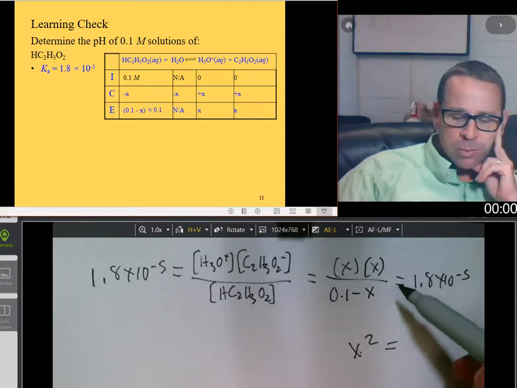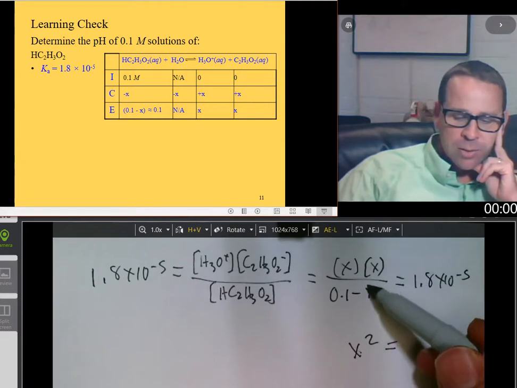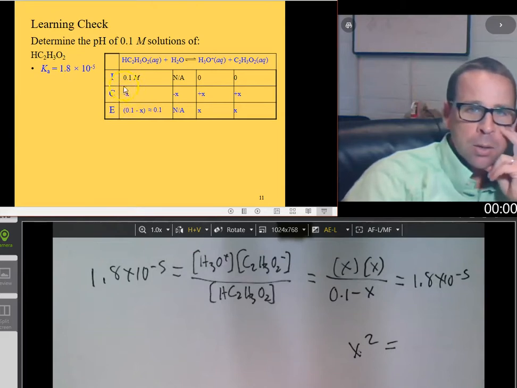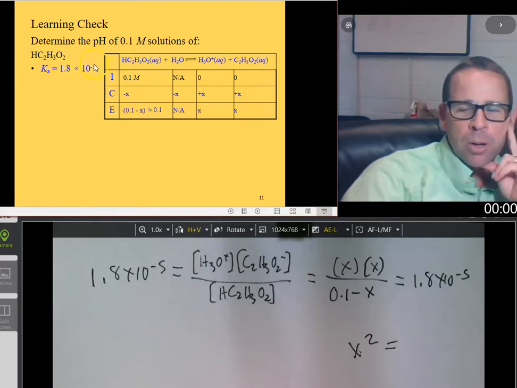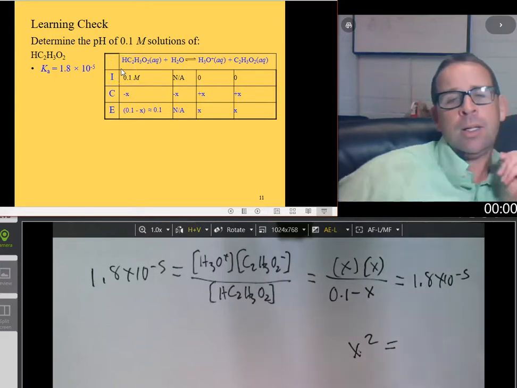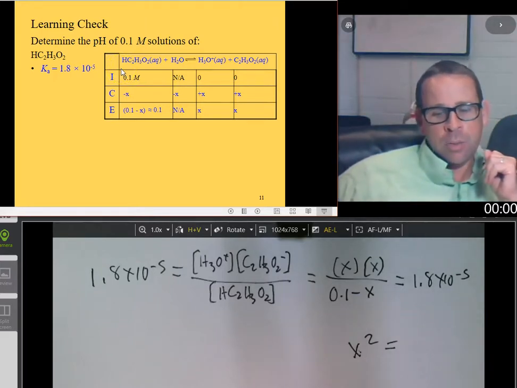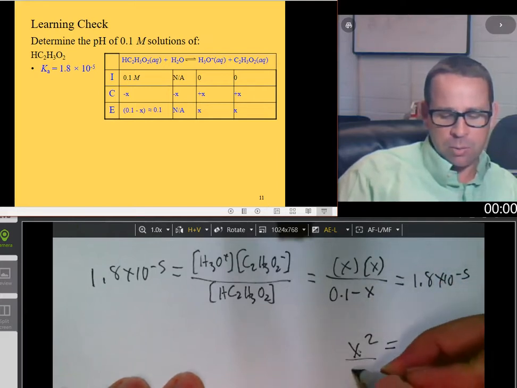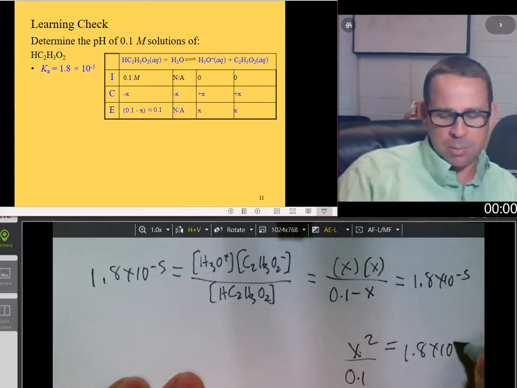But we've also learned that this shift, this change, x, is going to be in the same ballpark or within a couple orders of magnitude of this shift. So maybe it's just going to be as high as 1.8 times 10 to the minus 3. But it's not going to be much higher than that. Therefore, because that shift is still so small compared to our initial concentration of 0.1, it's not going to be influential. And we can drop it from this problem here, leaving us with just x squared over 0.1 being equal to 1.8 times 10 to the minus 5.